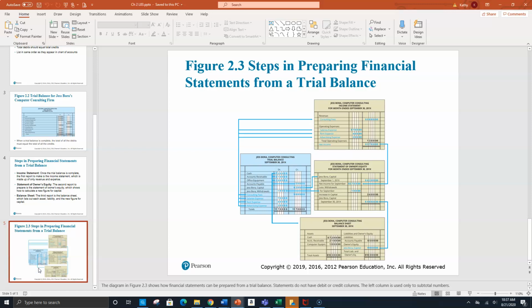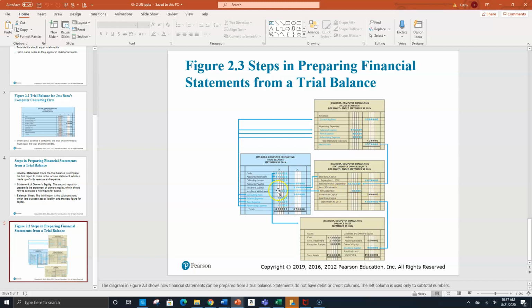Okay, so here is a nice depiction of how the trial balance goes and helps you complete each of the financial statements. So like we said, you do the income statement, you start with the revenue and the expenses and move them up here. You end up having your net income or net loss, which will go down to your statement of owner's equity.